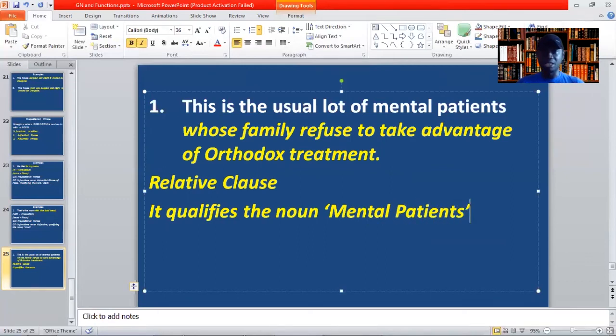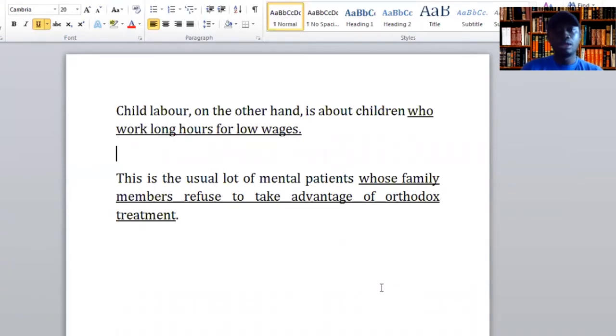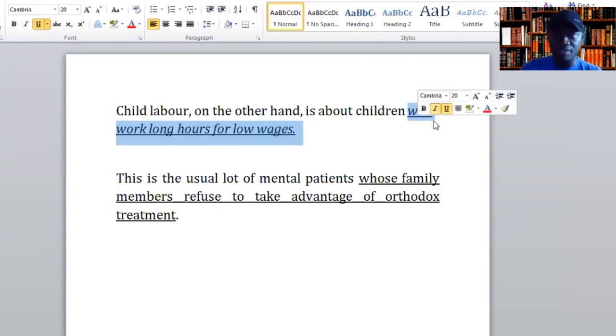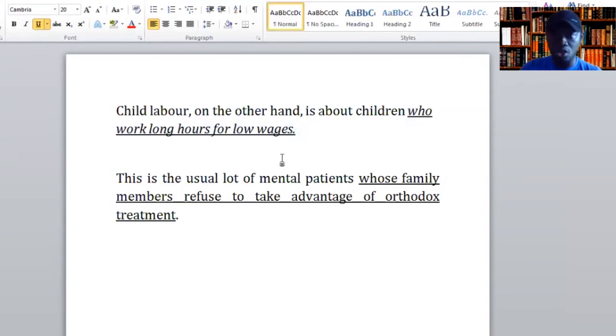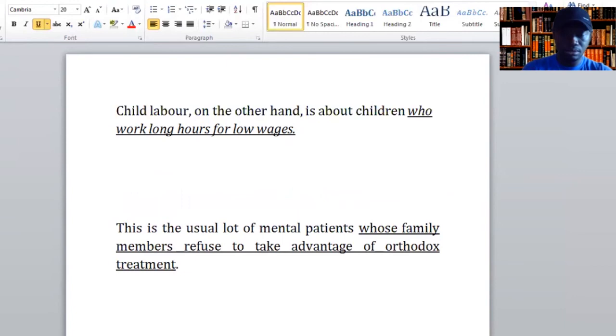Mental patients. Very easy. Child labor, on the other hand, is about children who work long hours for low wages. The first thing you do is to identify if this is a phrase or a clause. Don't ever forget that. And this is a clause, who and work. So you indicate clause. Now, if you look at the clause there, it's being introduced by the word who, which is a relative pronoun. So that makes it a relative clause.